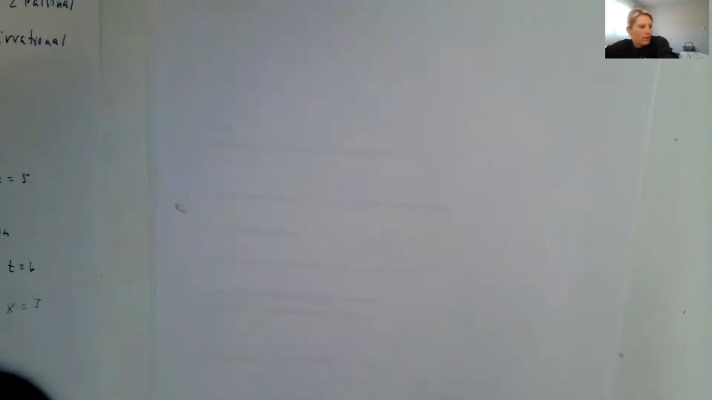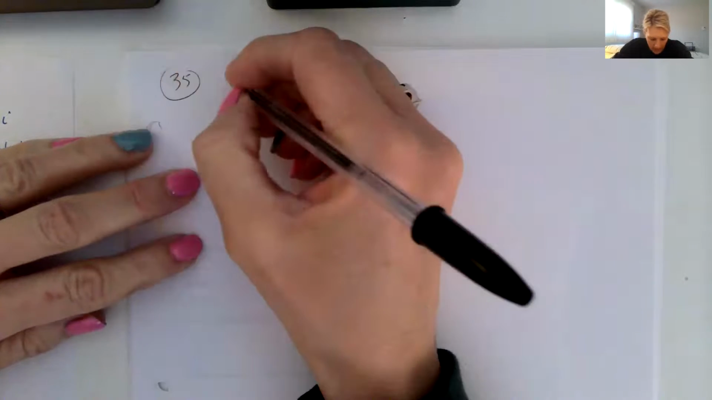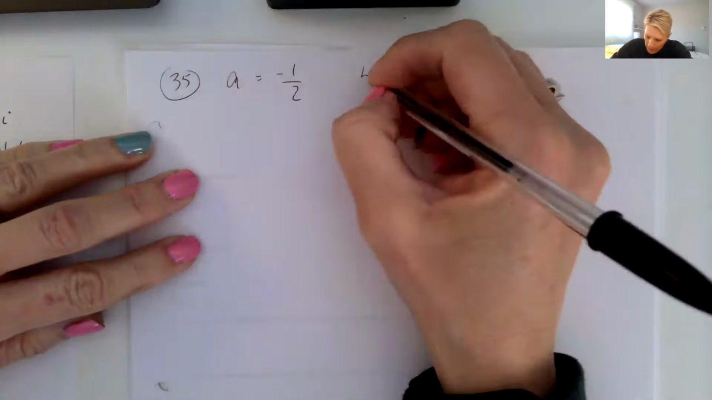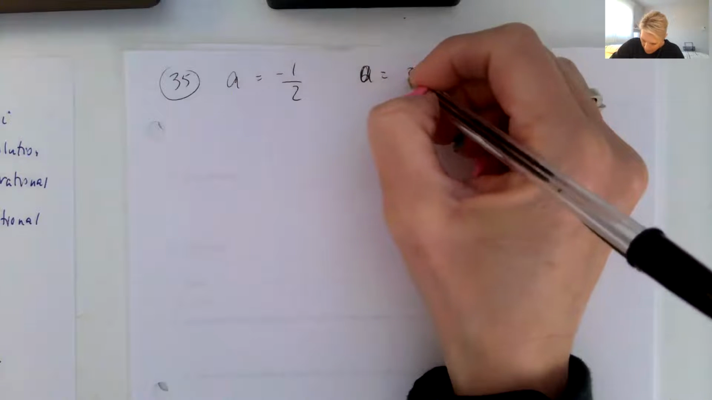Let's look at number 35. So 35 says A equals 1/2, and the other A equals 3/5.